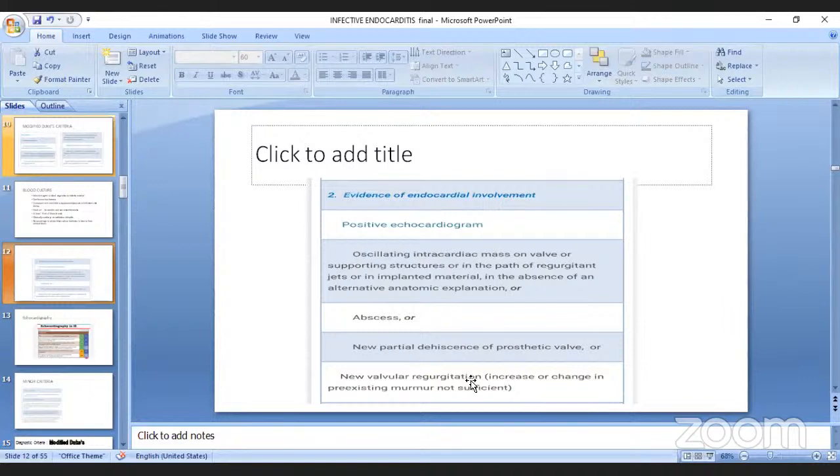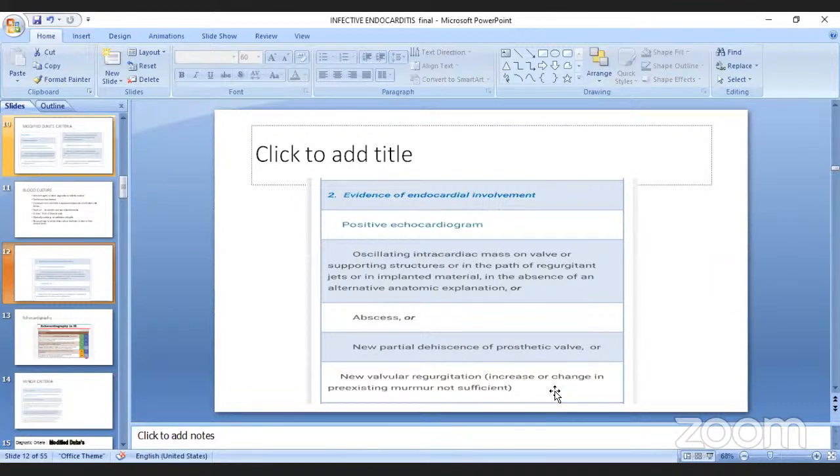But when you do an echocardiography, you find a new partial dehiscence of a prosthetic valve. And one more thing which is very important: a new valvular regurgitation, or a change in a pre-existing murmur, is usually not sufficient. Okay, this is what you have to remember.